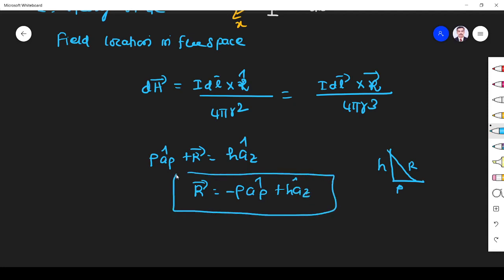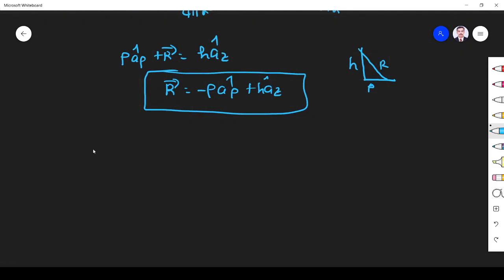So for dH, I need Idl cross R divided by 4 pi capital R cube. I have to find R, and I know I. dl we have to find. What is the length element? We know for cylindrical coordinates, the displacement vector dl is equal to d rho a rho plus rho d phi a phi plus dz a z.